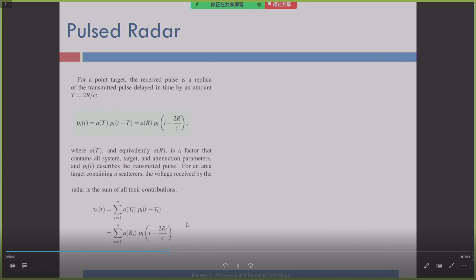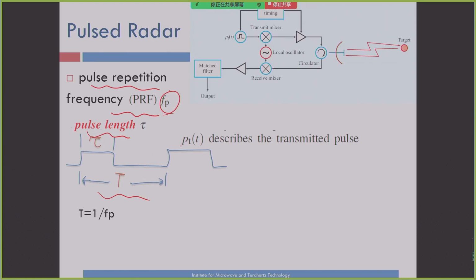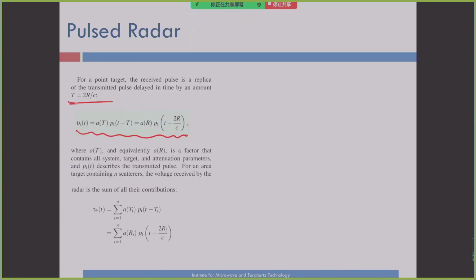And the received signal becomes like this. It's a little bit different from the first one because we use p(t) to describe the pulse. We do not use the cosine function, right? Because now it's a pulse radar, not a continuous signal radar. So we use p(t) to describe a pulse, and if there is a time delay, capital T here, and also it's a(t). And also there is a factor that contains all the system, propagation and attenuation parameters. So we combine all these parameters together and represent them by a(t).